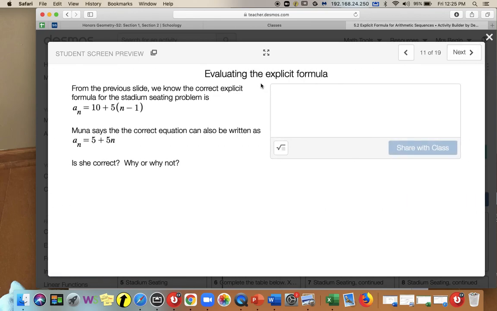Okay, let's evaluate the explicit formula. It says from the previous slide, we know that this is the right answer. Muna says that the correct equation can also be written as 5 plus 5n. Is she correct? Why or why not? So I'm going to write this down and let's see, are these equivalent equations?